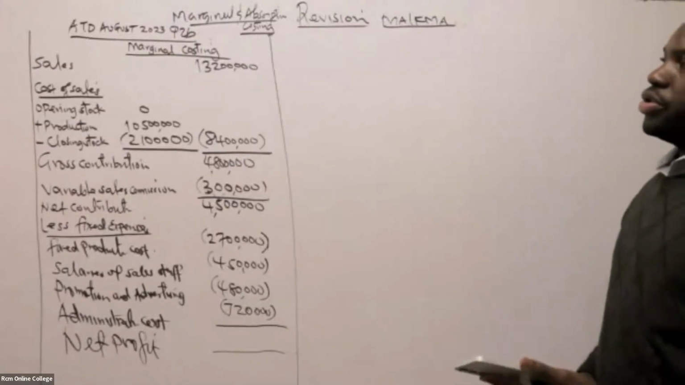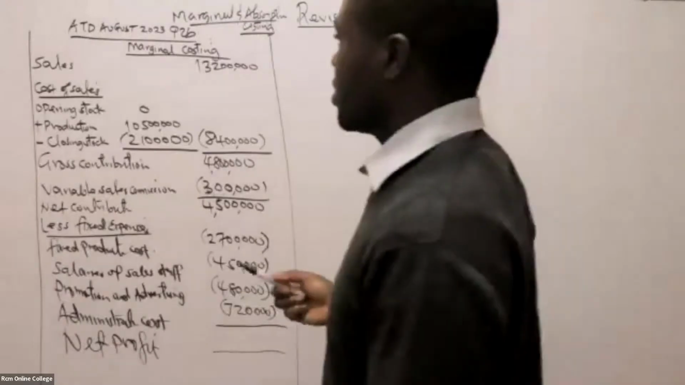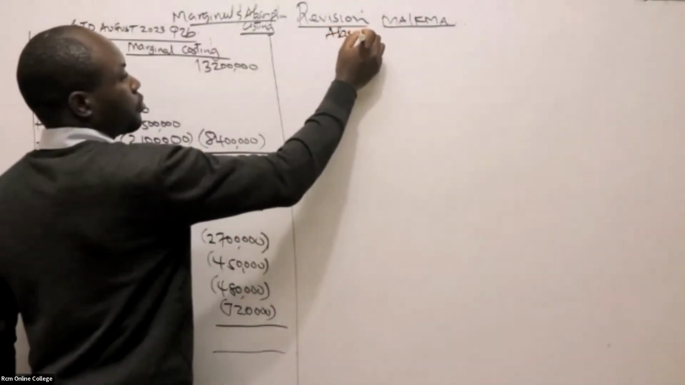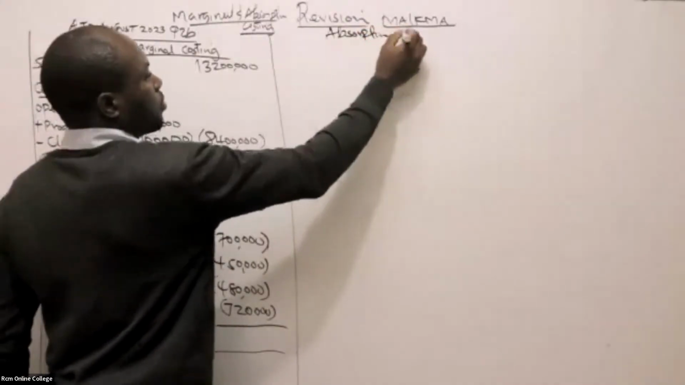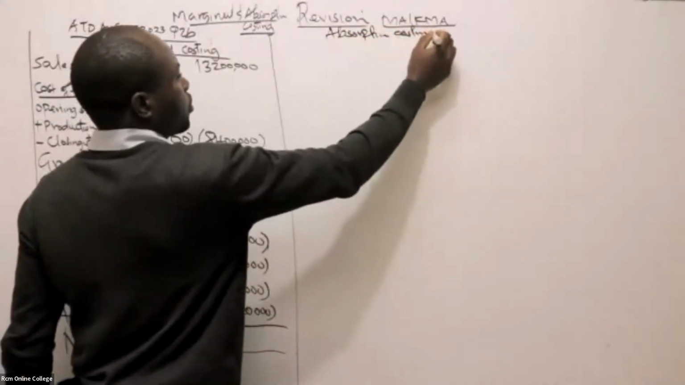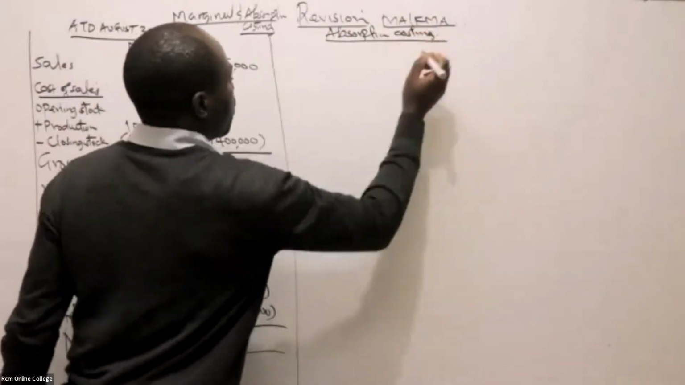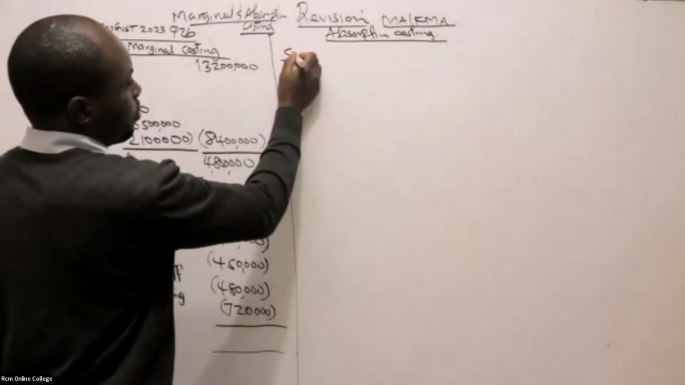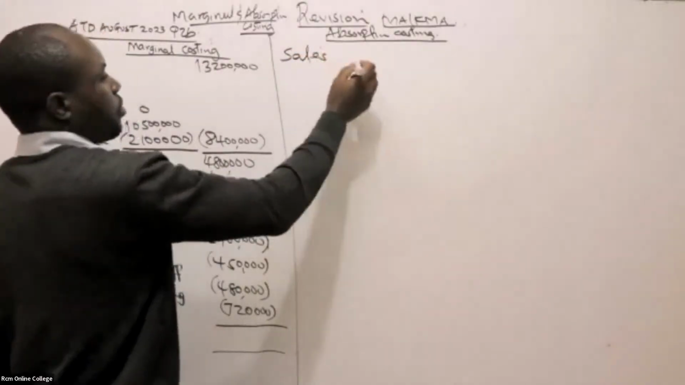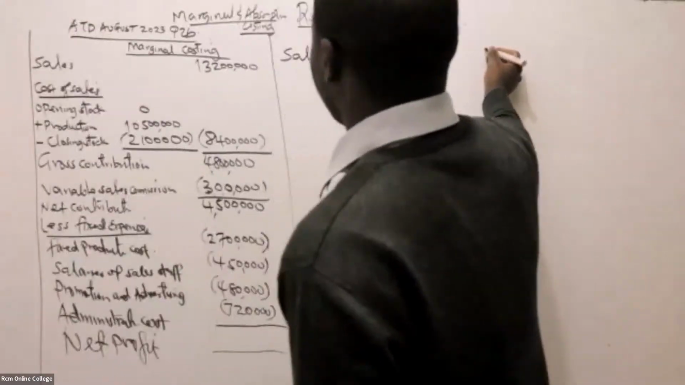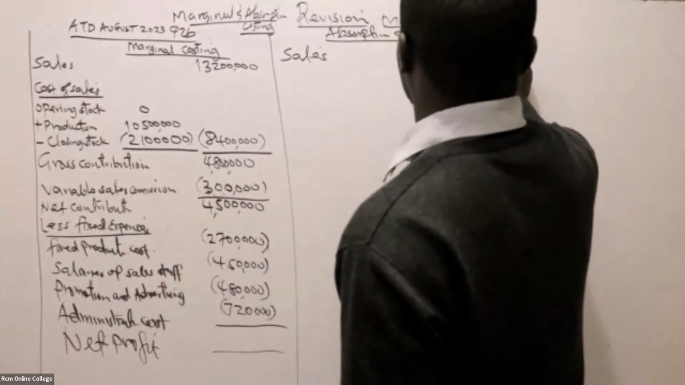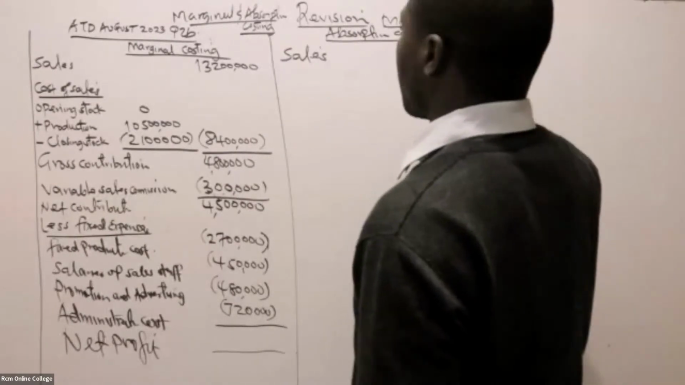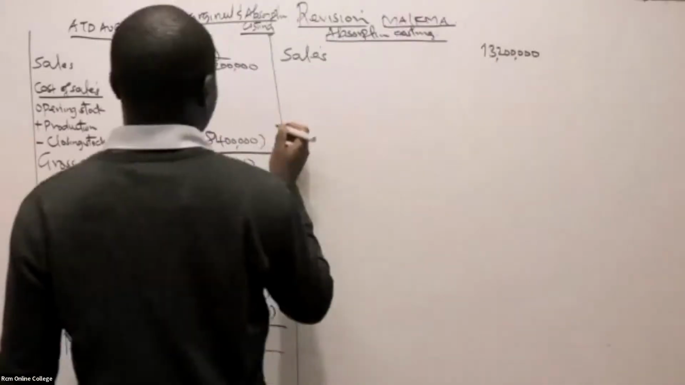Great. We are now going to method number 2, that is absorption costing. So under absorption costing, what do I say? Number 1, irrespective of the method, our sales figure will be the same. Our sales figure will remain constant, that is 13,200,000. Then let's go to cost of sales.